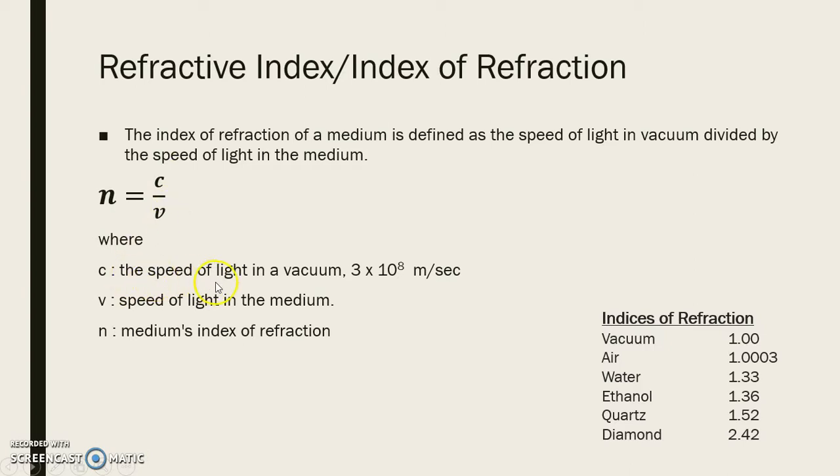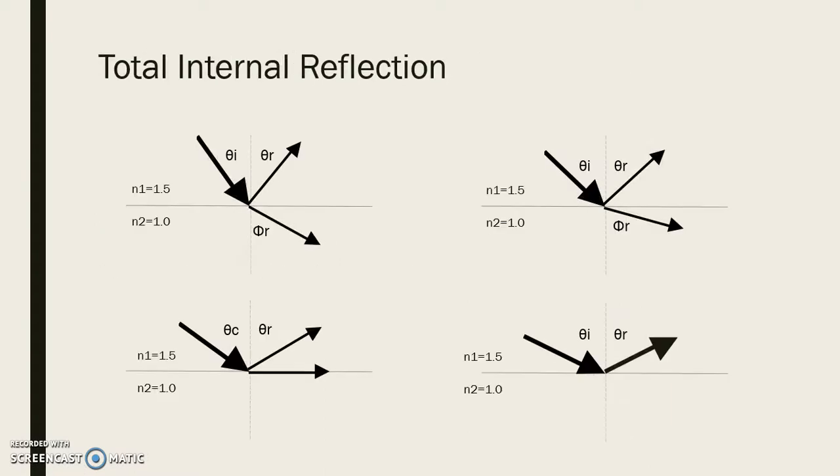C is the speed of light in vacuum, V is the speed of light in the medium, and N is called the medium's refractive index. Here you can have a gist of how the index of refraction varies with the mediums. So total internal reflection can be explained by this graph over here.